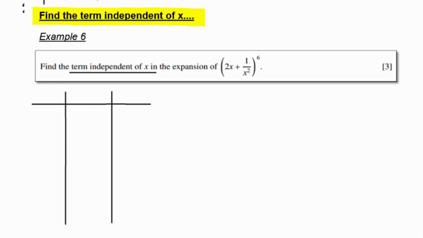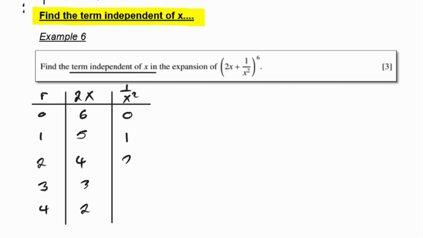On this table, we have r, which is 0, 1, 2, 3, maybe 4 going down. Then we have 2x starting with the power 6, so 6, 5, 4, 3, 2 going down. Then we have 1 over x squared starting from 0, 1, 2, 3, 4 going down. To get a term independent of x, the powers should match so that they cancel out, so that the x's cancel out and we remain with a constant.